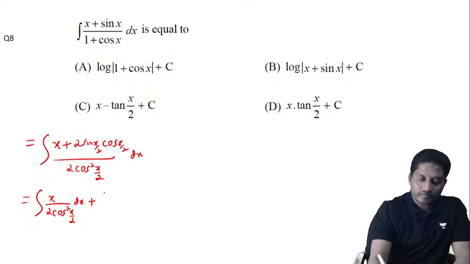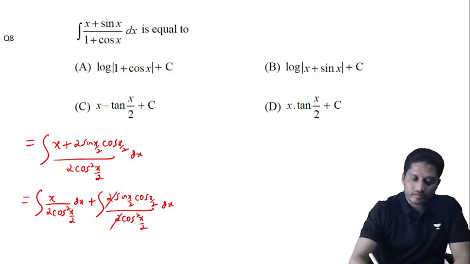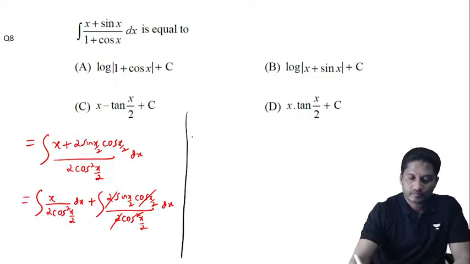Plus integration of 2 sin x by 2 and cos x by 2, and then this is 2 cos square x by 2 dx. Now this 2 will cancel with 2, cos will cancel with the square. Right? Now I'm going to take half out. Take this half out, you get x into 1 by cos is sec, you get sec square x by 2 dx plus sin by cos, tan x by 2 dx.